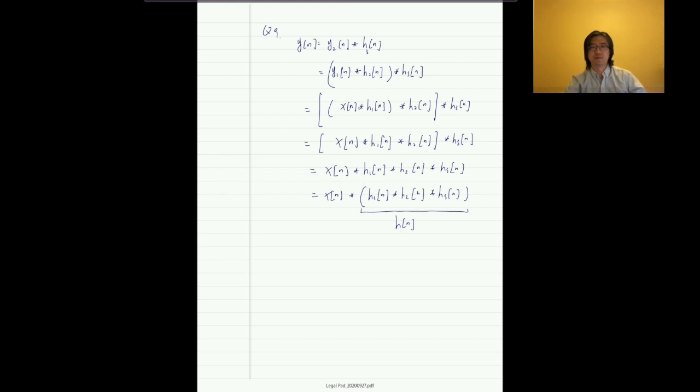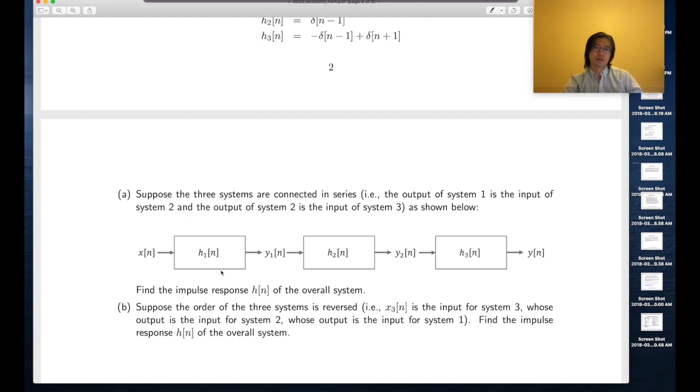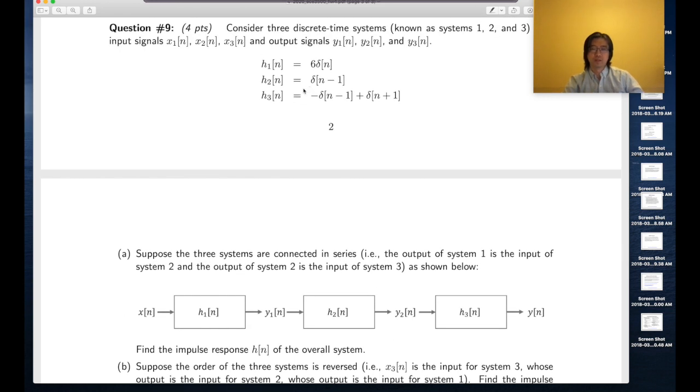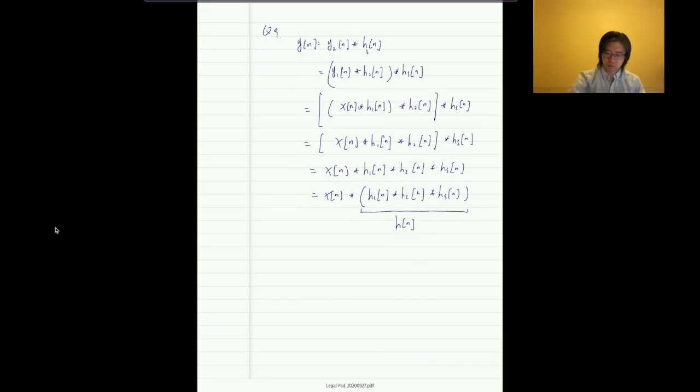Now we have y[n] equals x[n] convolved with this, which is nothing but the convolution of h1, h2, and h3. So if we write the system in series, the overall system is h1 convolved with h2 convolved with h3, and we know all of them here. Now let's see what the result of h[n] is. By the way, the property we were using here, why these are equal, is the associative property of the convolution.